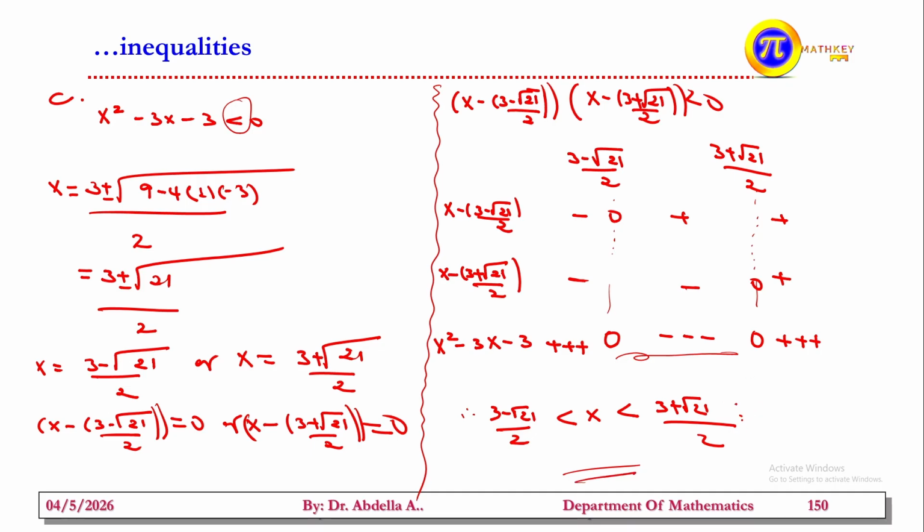Or if you want to put it in the form of an interval, the open interval 3 minus the square root of 21 over 2, comma, 3 plus the square root of 21 over 2.